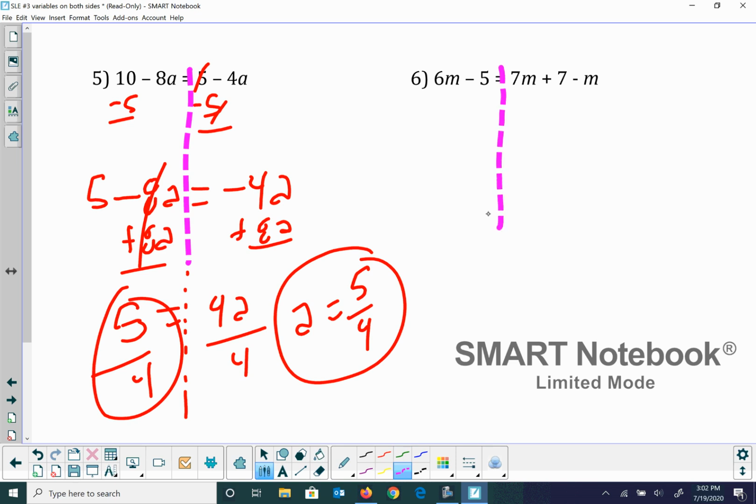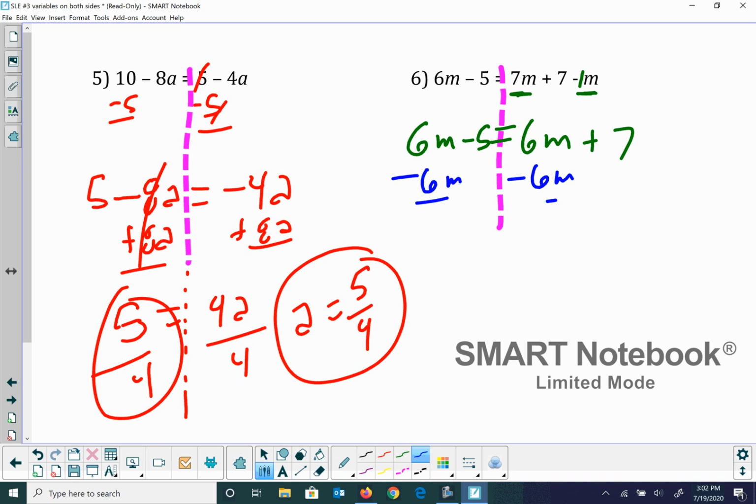All right, so let's take care of number 6. The only difference with number 6, yes, we do have a letter on both sides, but over here on the right side, notice this. I have two m's. So I'm going to combine two like terms before I start moving things over the equal sign, okay? So 7m subtract 1m, because remember there's a 1 right there, is 6m, and then plus 7. Okay, let's see what's going to happen here. I think I'm going to choose to subtract 6m from both sides. So that cancels and that cancels. So I get negative 5 is equal to 7.